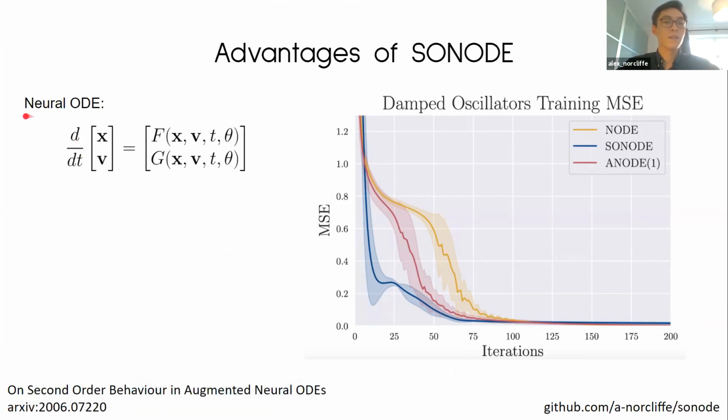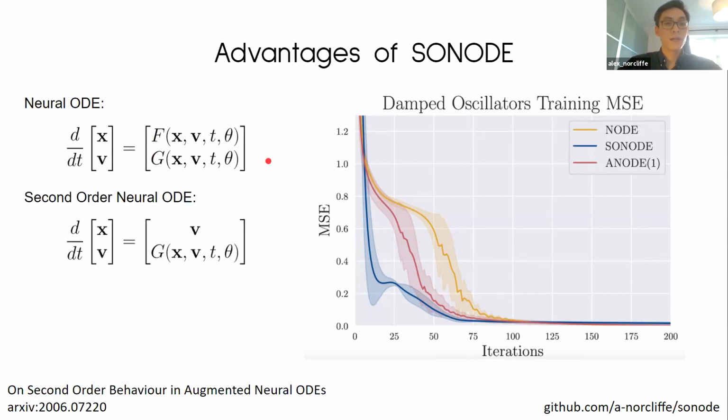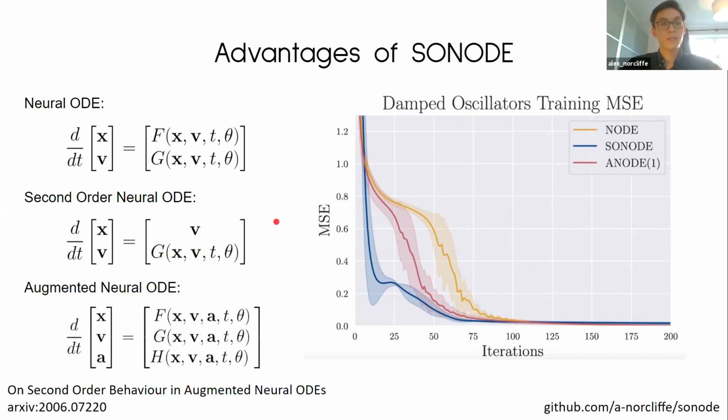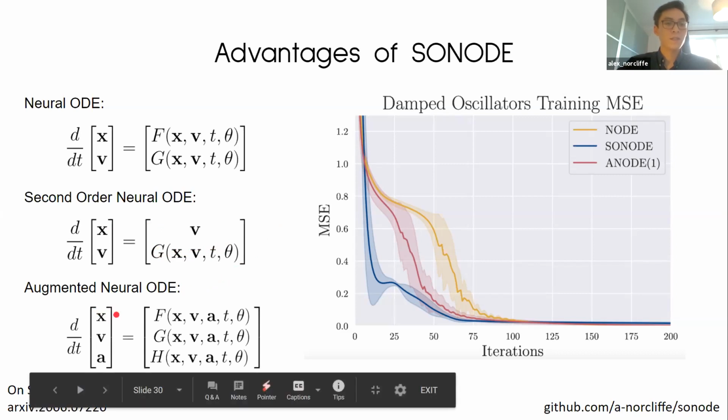So for a vanilla neural ODE, we gave it x and v, and it could learn dx/dt and dv/dt. For a second order neural ODE, we forced it to say dx/dt is v, and then it would just learn the acceleration. And then in the augmented neural ODE, we said dx/dt, dv/dt, dA/dt, you can learn any functions for those.